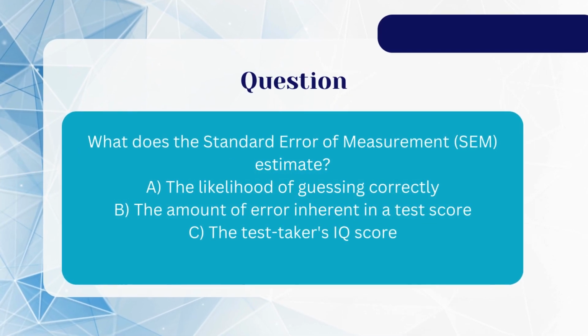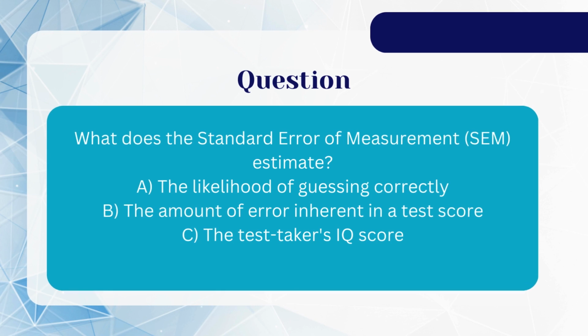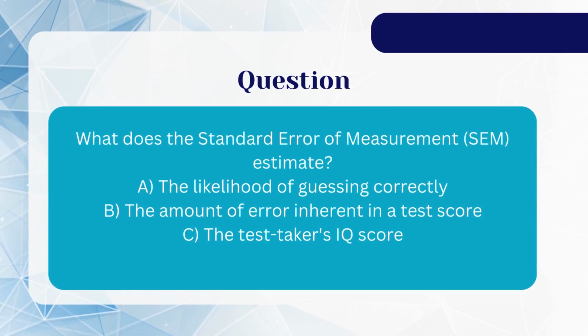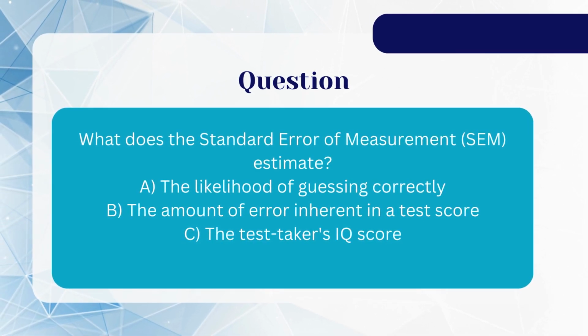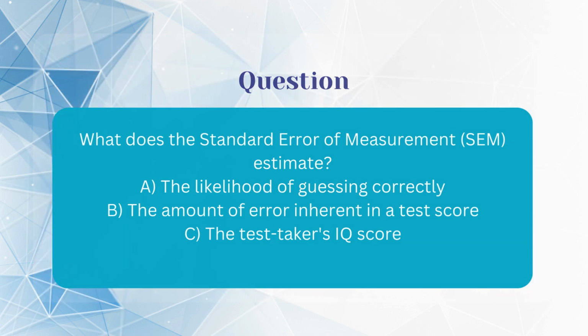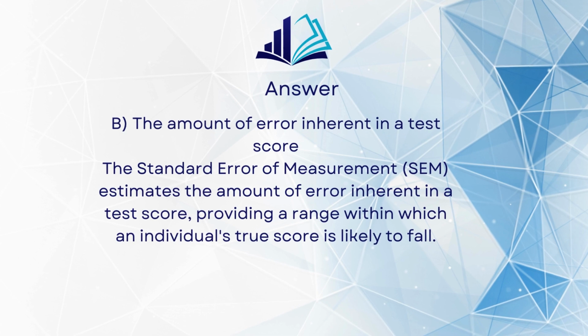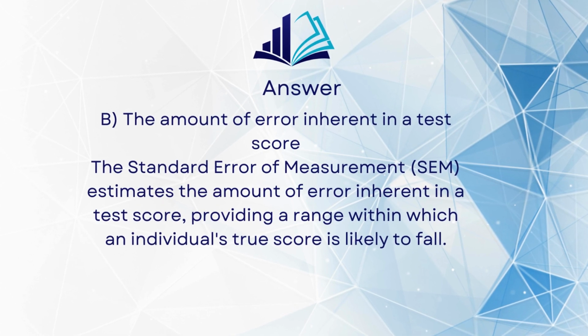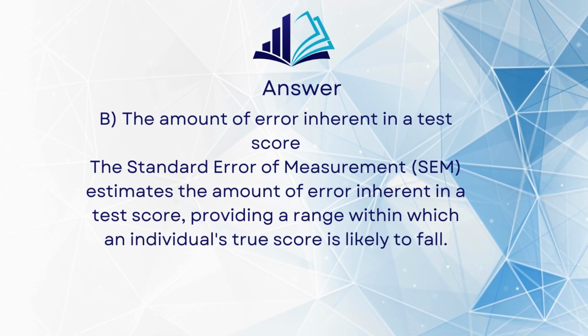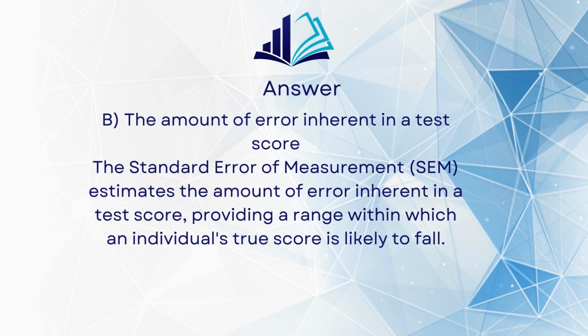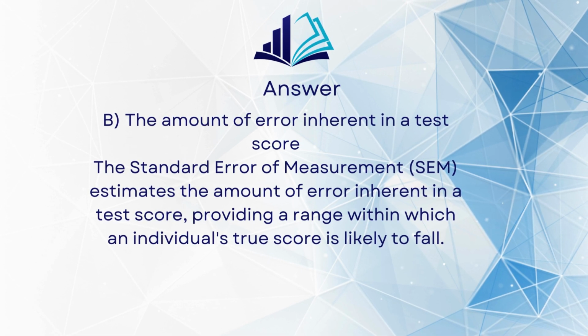What does the standard error of measurement, SEM, estimate? A. The likelihood of guessing correctly. B. The amount of error inherent in a test score. C. The test taker's IQ score. B. The amount of error inherent in a test score. The standard error of measurement, SEM, estimates the amount of error inherent in a test score, providing a range within which an individual's true score is likely to fall.